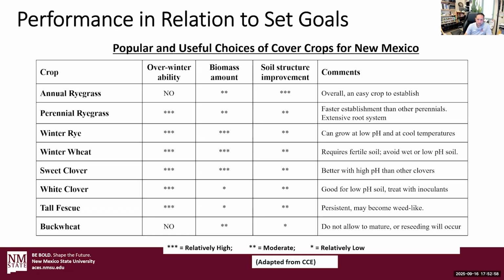Tall fescue can be persistent and it may become weed-like. Sometimes you get a volunteer tall fescue if you don't terminate it in enough time or if you allow it to go to seed. Again, like buckwheat, you don't want to allow it to mature or else you'll get reseeding, and then it becomes more of a weed than a cover crop, and you'll have to battle that for a good amount of seasons. So this is just a nice table for you to take home and to look at some of these examples and the types of goals that you set for your own production system.